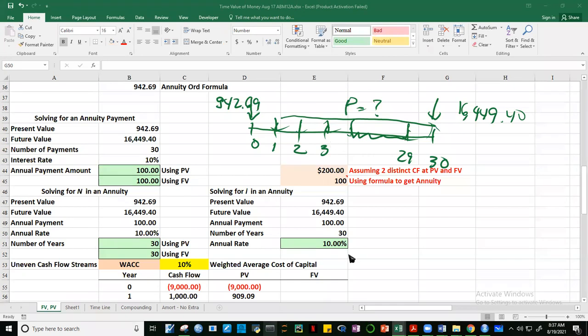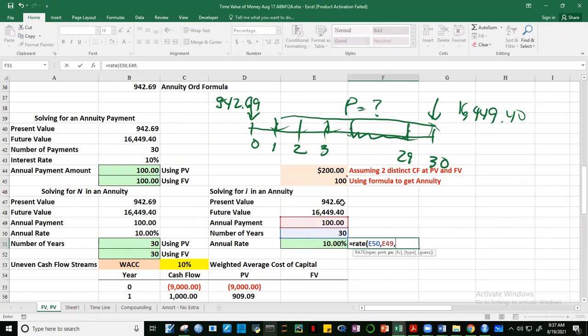Okay, how about guys sa rate? Ano nakuha niyo sa rate? Kasi sa rate, guys, NPER is 30, PMT is 100, PV natin 942. Okay? So ignore the future value, ignore the type. Okay? Okay, what do you get? A number sign. Nag-error na tayo dito.